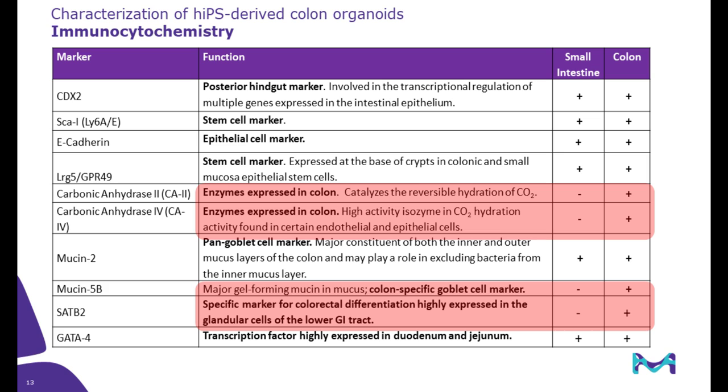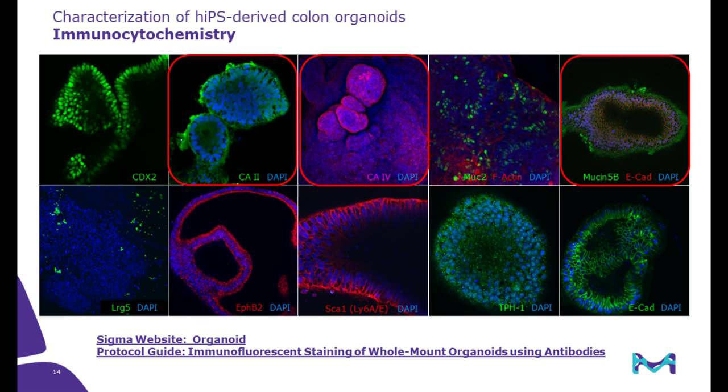We characterize our iPS-derived colon organoids with these markers on the list by whole mount immunofluorescence staining. The 4 that are highlighted in red are the colon-specific markers. They are carbonic anhydrase 2, carbonic anhydrase 4, mucin 5B, and SATB2. And they are all expressed in our iPS-derived colon organoids in addition to the rest on the list.